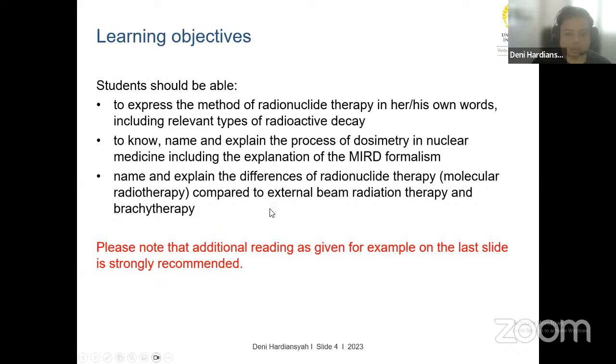As always, please note that additional reading, as given for example in the last slide, is strongly recommended. If you remember, last week I already showed you several references that you can use for additional reading. So if you are interested, please check and explore them yourself.